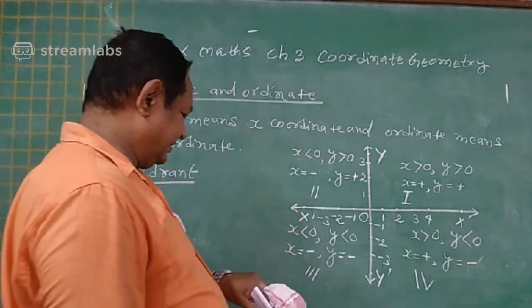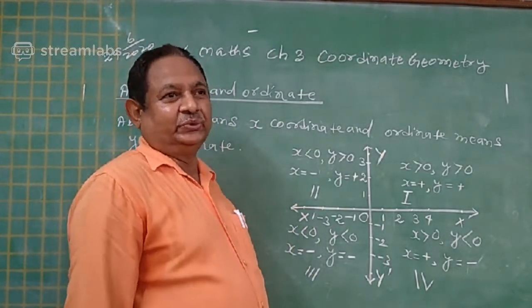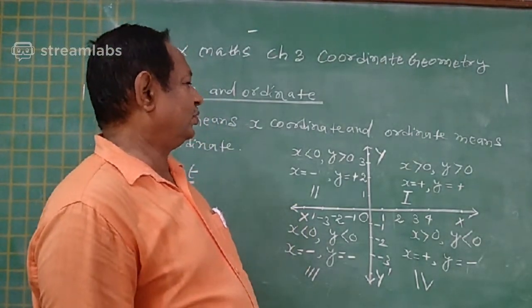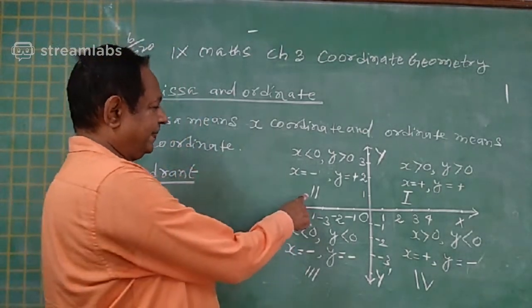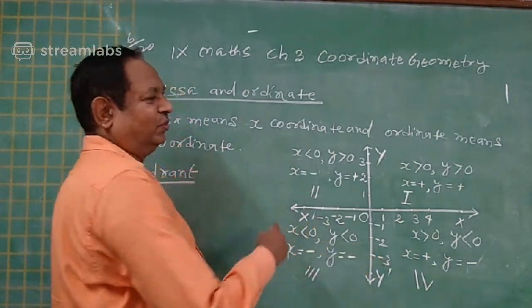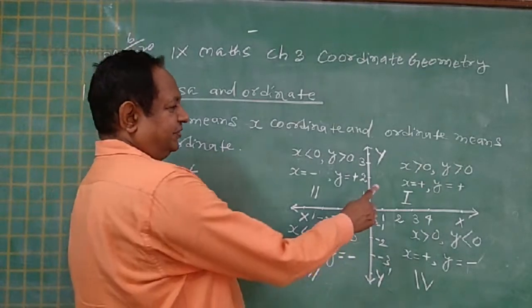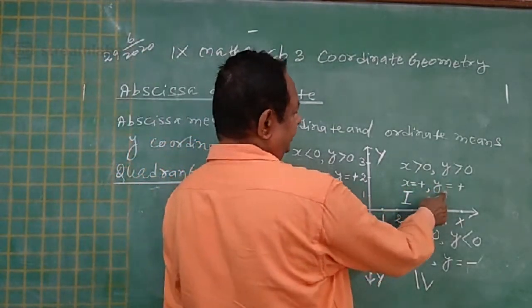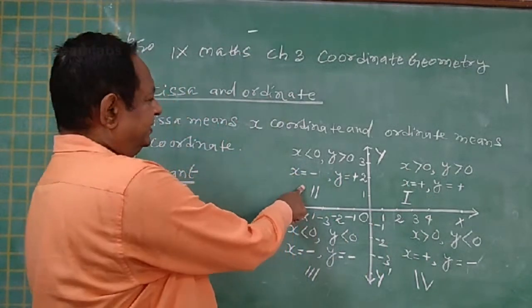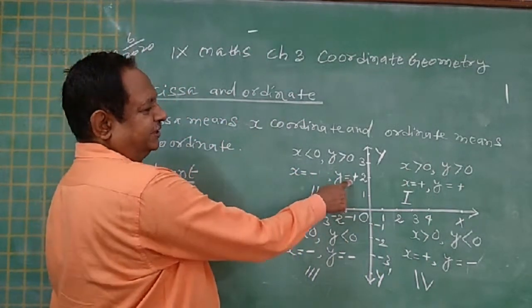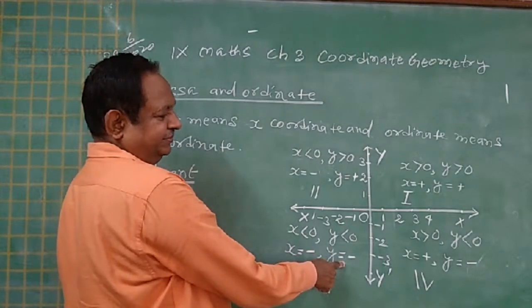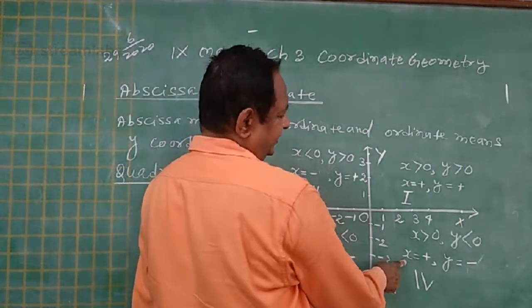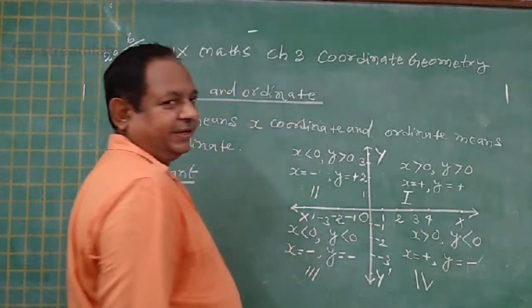So Cartesian system has been divided into four quadrants: first, second, third, and fourth. In first quadrant, x positive, y positive. Second quadrant, x negative, y positive. Third quadrant, x negative, y negative. And fourth quadrant, x positive and y negative.